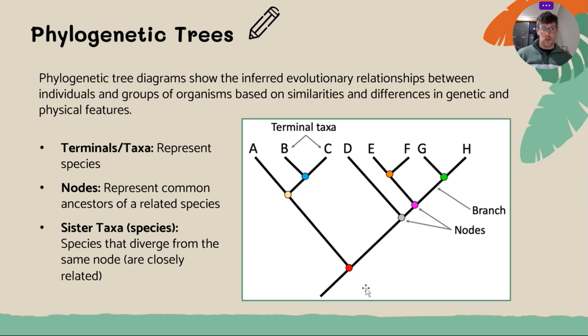And then sister taxa species, so that's when we're starting to look at species that diverge from the same node. Like I said, the ones there, B and C, we would consider them to be sister taxa species, the same as E and F, the same as G and H, whereas we probably wouldn't say that about D compared to H, because then we've got all these other things that happen in between there. It would be D compared to whatever that pink one is. That would be a sister taxa species for those.